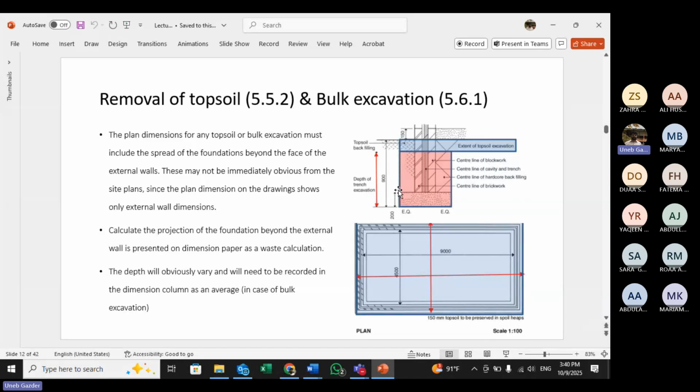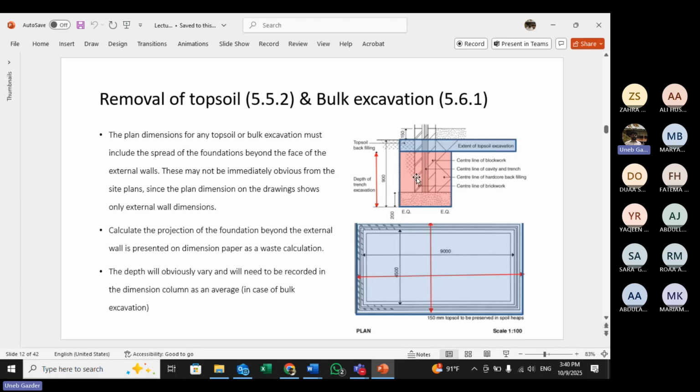So my removal of topsoil and my bulk excavation should be up to the edge of the footing, not the edge of the wall. Okay, is this point clear? The groundwork is done till the edge of the last footing, not the edge of the external wall, because my structure is up to the footing.